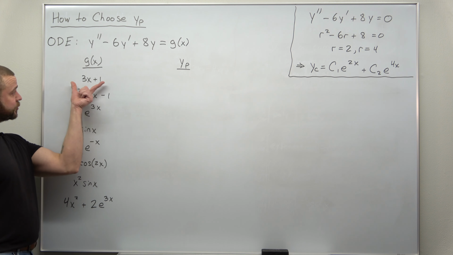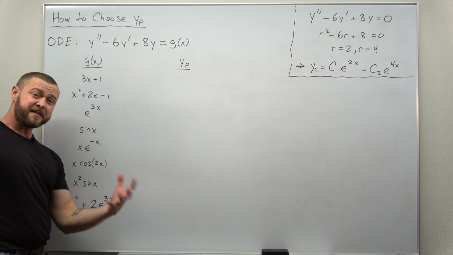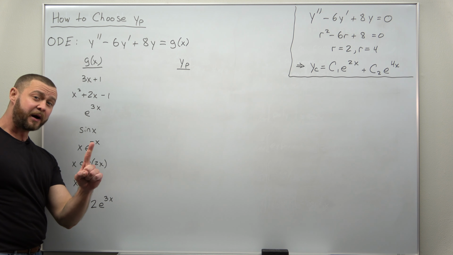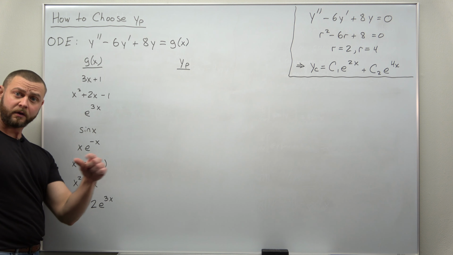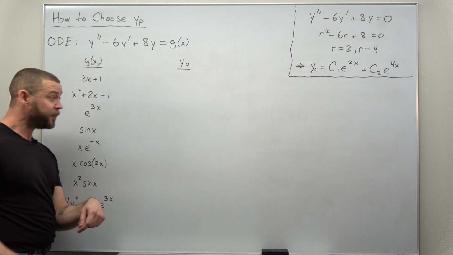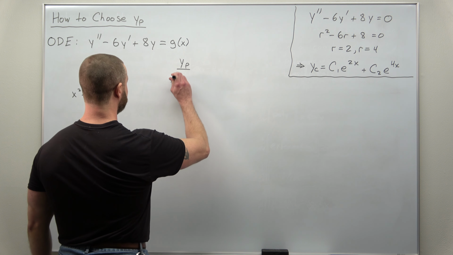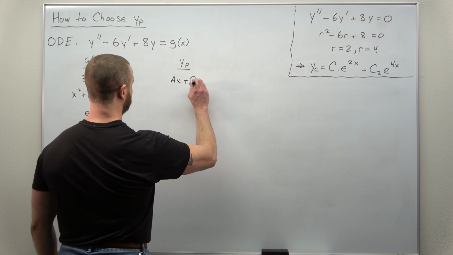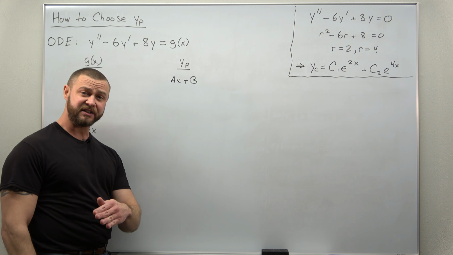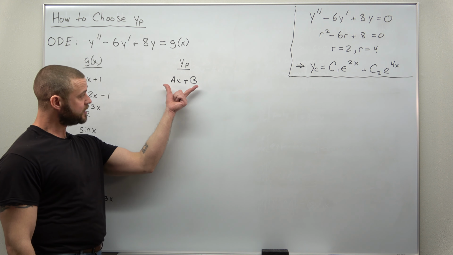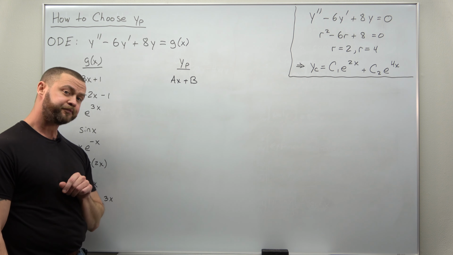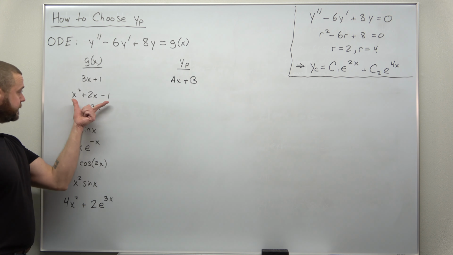Now, what we want to do with this right-hand side is identify what type of function it is. It's a polynomial, and it's a polynomial of degree 1. So what we try for the form of yp is a general degree 1 polynomial, which looks like ax plus b. A and b are our undetermined coefficients, constants that we determine by plugging this form for yp back into the non-homogeneous ODE. All right, let's go to the next one.